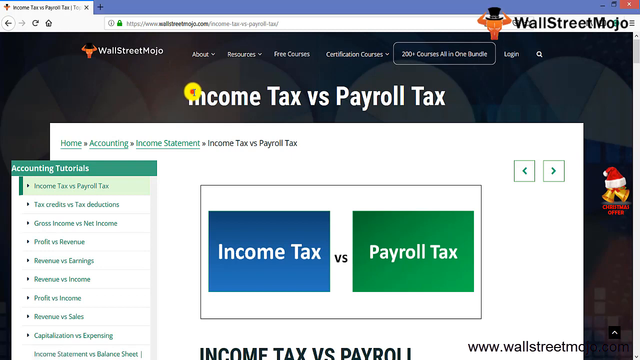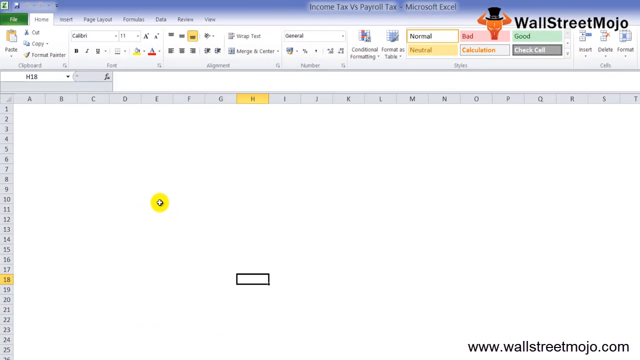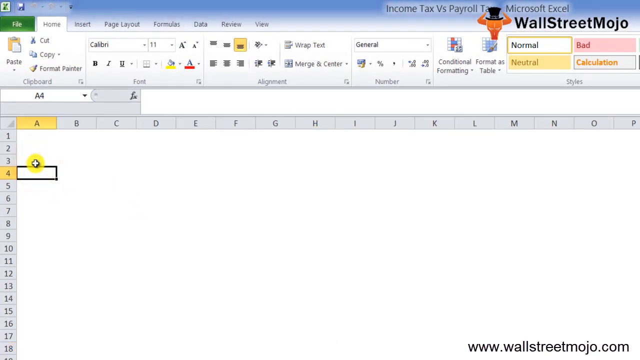Friends, today we have a topic which is income tax versus payroll tax. Let's try and understand this in a complete detailed format. Sometimes the terms income tax and payroll tax are used interchangeably. Both of them are different, but they are being used that way.